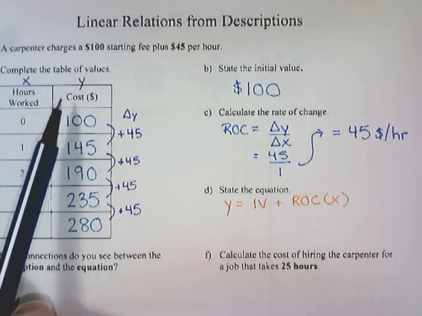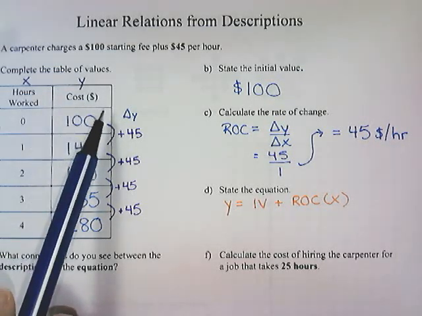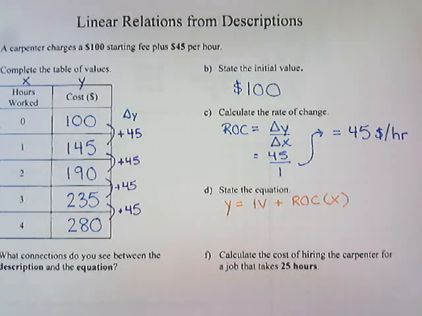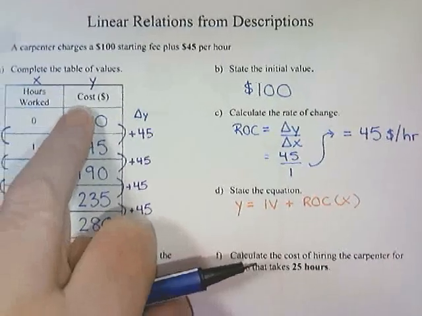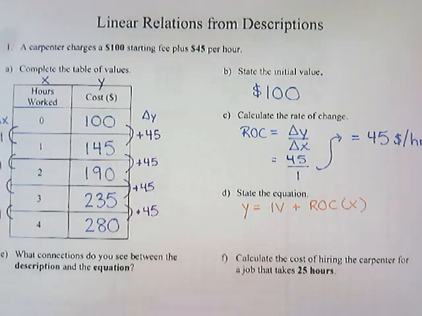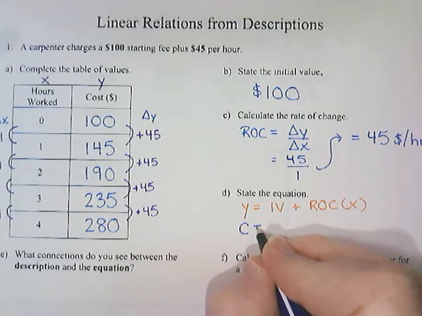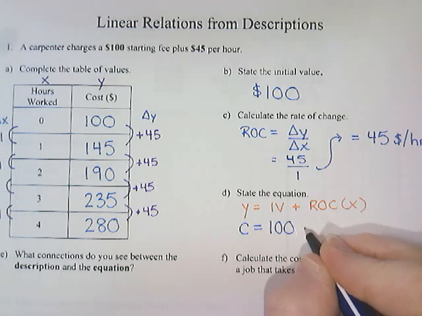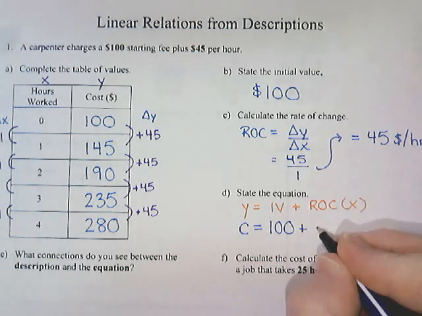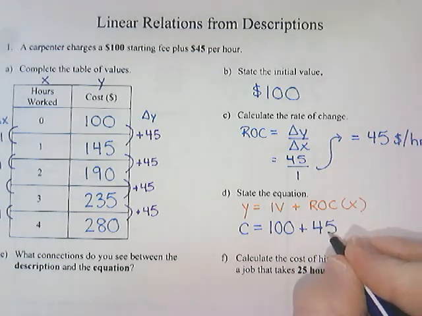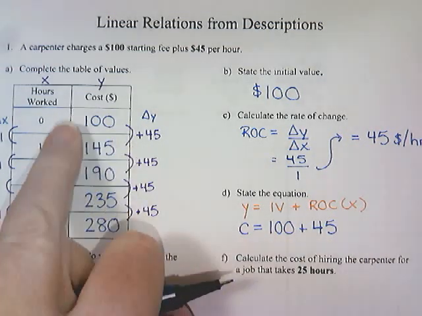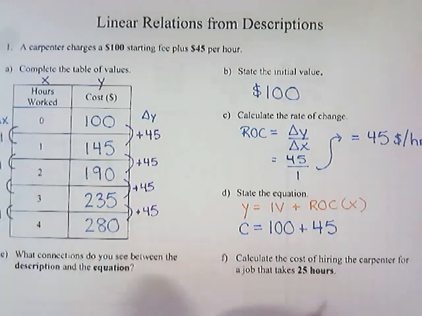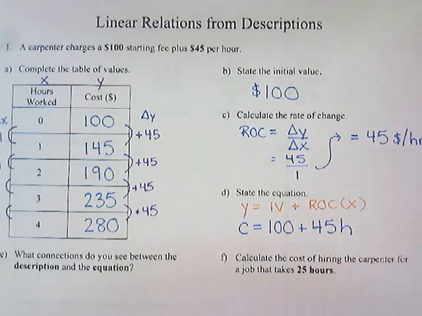If you want to pick letters that relate a little bit better to the context of the question, you can do that. I think that's what I'm going to do. I'm going to do C for cost equals my initial value, which is $100, plus my rate of change, which is $45 per hour. And we are going to multiply that by the number of hours. So maybe times H. Right? Or I could have done y equals 100 plus 45x.